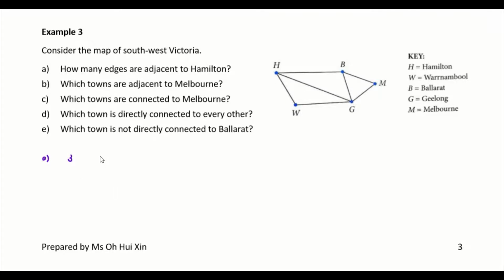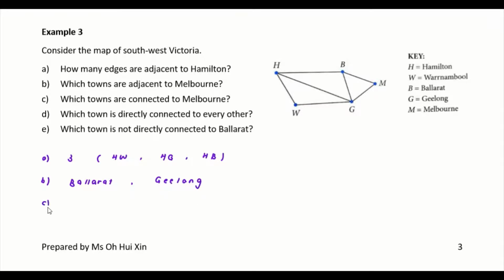If you want to write further, you can just write we have HW, we have HG, and also we have HB. Okay, so B, which town is adjacent to Melbourne? Melbourne is M, so you can see it's here. Adjacent means that you can reach it by using only one edge. So that's why B and G. In this case, you just write down the full name of the town.